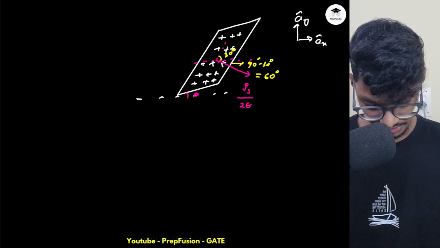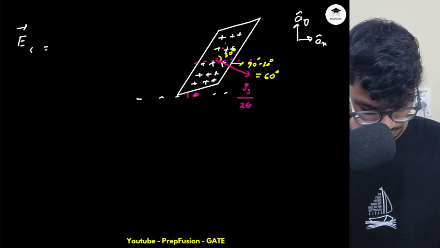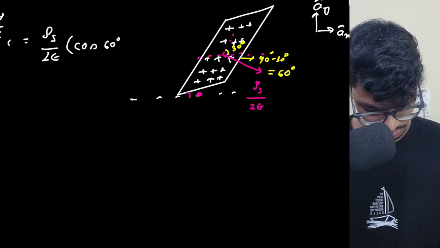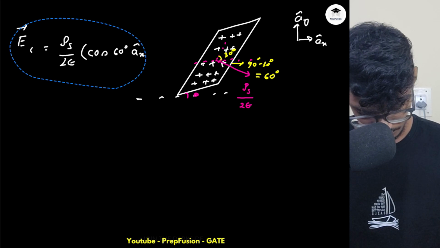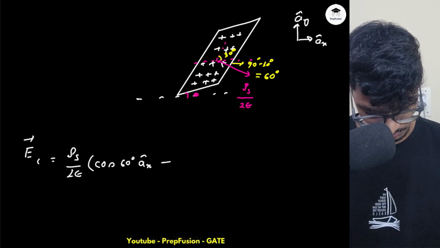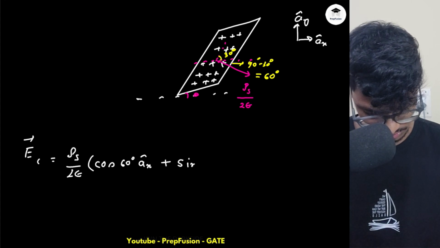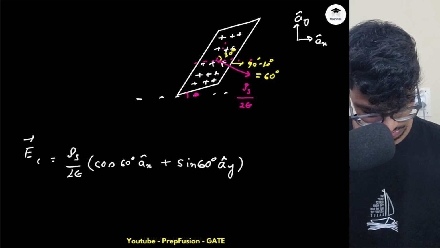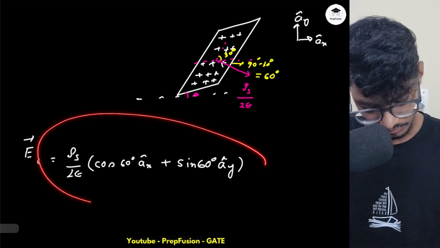Okay, so actually my electric field in the interface 1 will be rho s upon 2 epsilon, obviously, times cos 60 in the ax cap direction plus sin 60 in the ay cap direction. Okay, so I know what is rho s. I know this, so this I have got. This is my electric field.